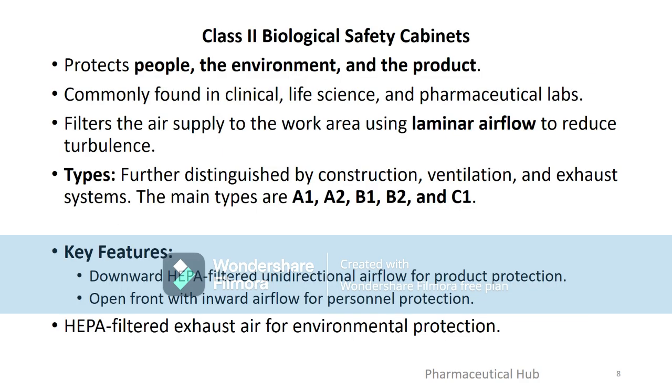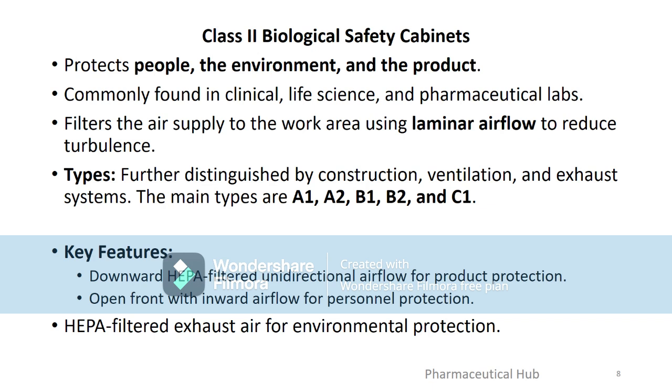Slide 8. Class II Biological Safety Cabinets protect people, the environment, and the product. Commonly found in clinical, life science, and pharmaceutical labs. Filters the air supply to the work area using laminar airflow to reduce turbulence. Types, further distinguished by construction, ventilation, and exhaust systems. The main types are A1, A2, B1, B2, and C1.